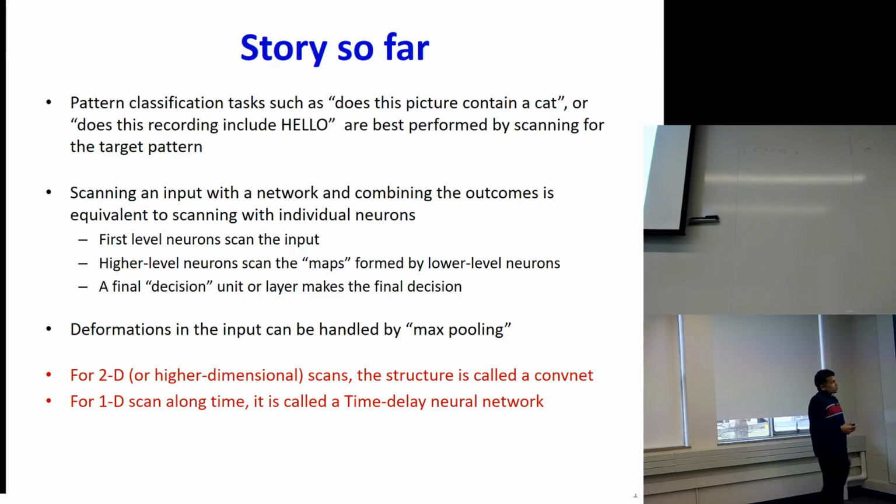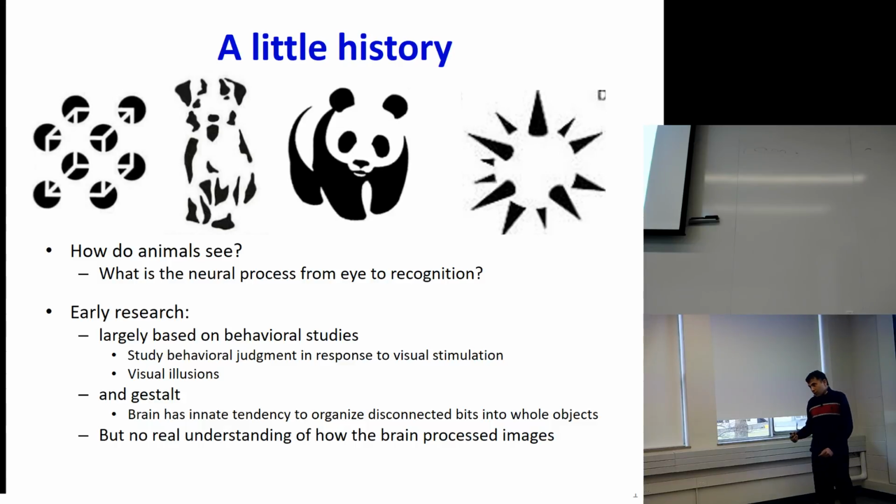Now, deformations in the input we saw could be handled by things like max pooling. For 2D or higher dimensional scans, the structure was called a convolutional network. For 1-dimensional scans along time, this was called a time delay neural network. But then, where did this model actually come from? It wasn't derived from the scanning perspective. It actually starts with trying to understand human visual perception.